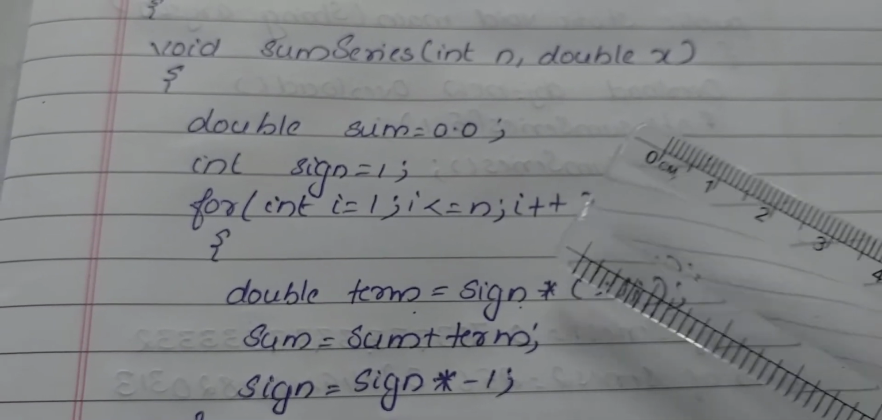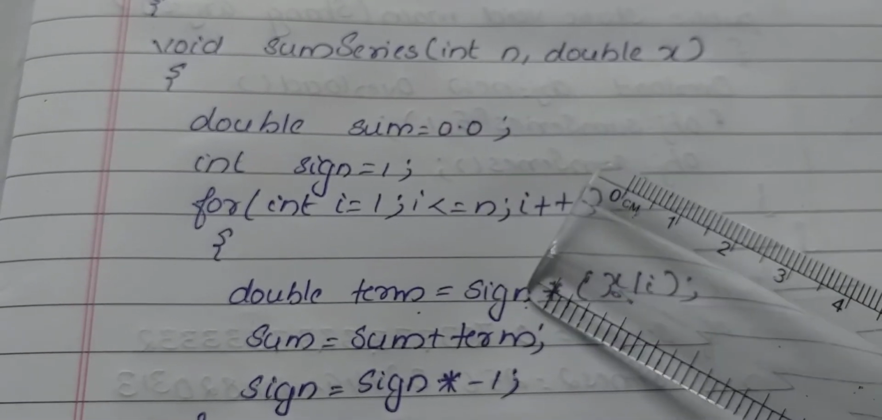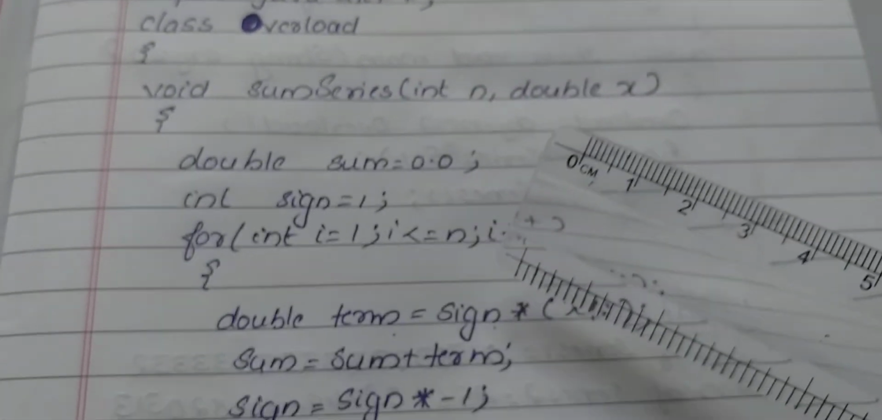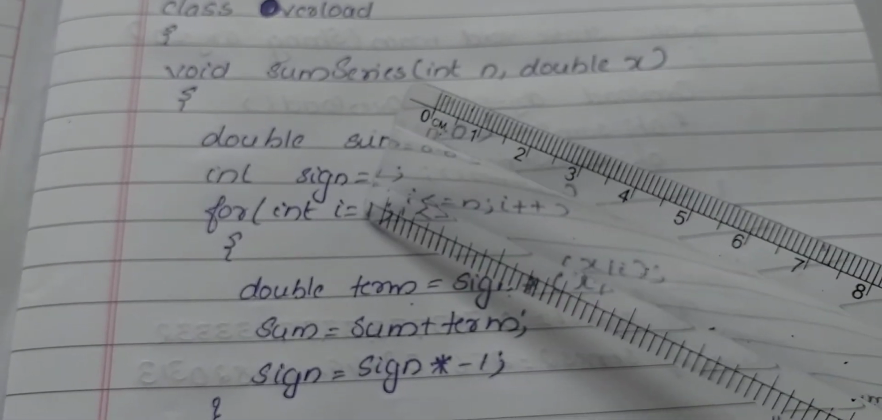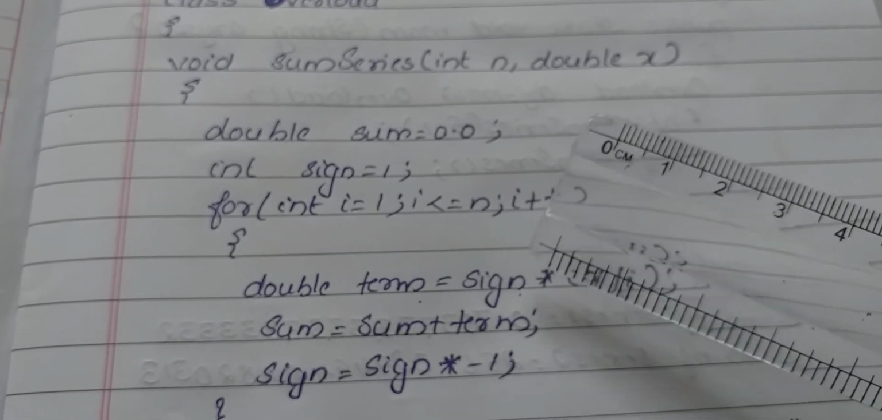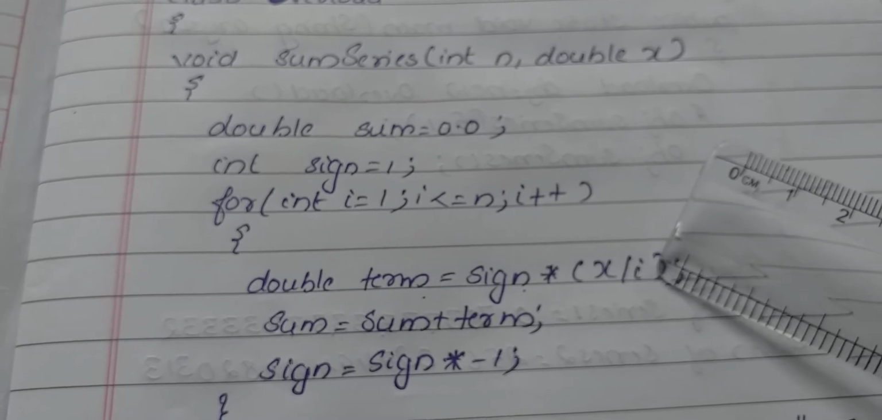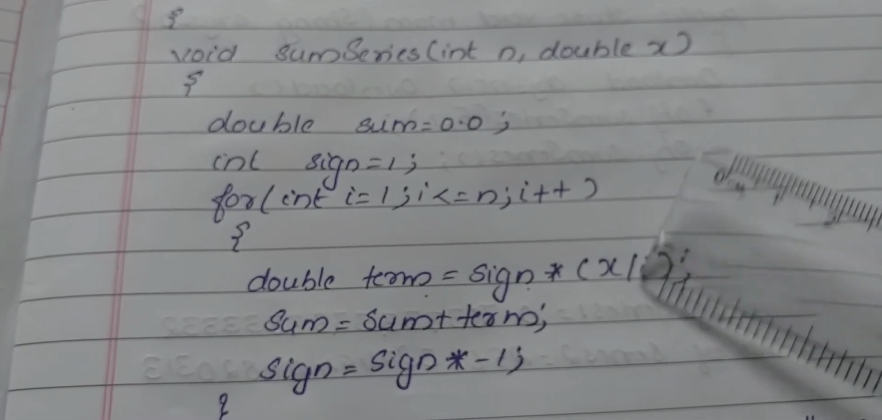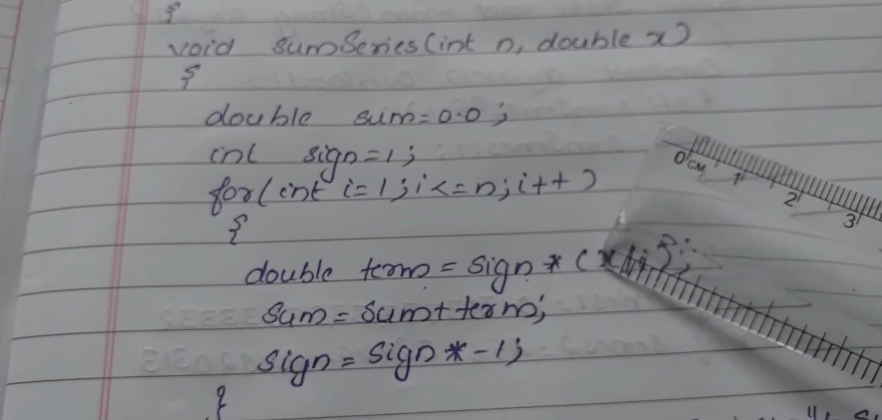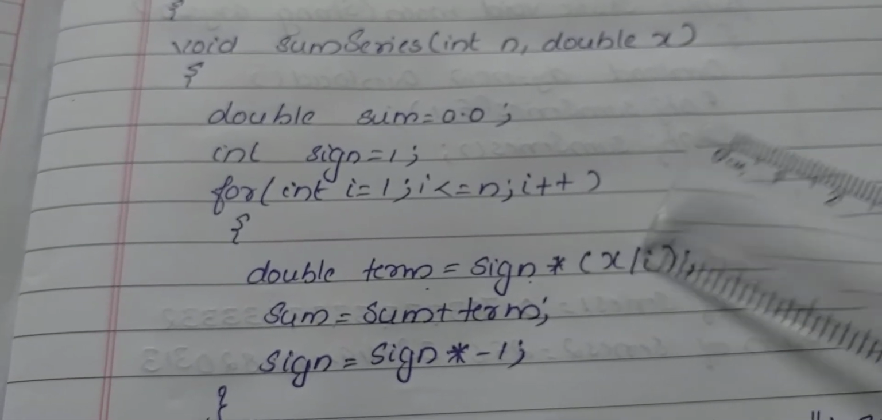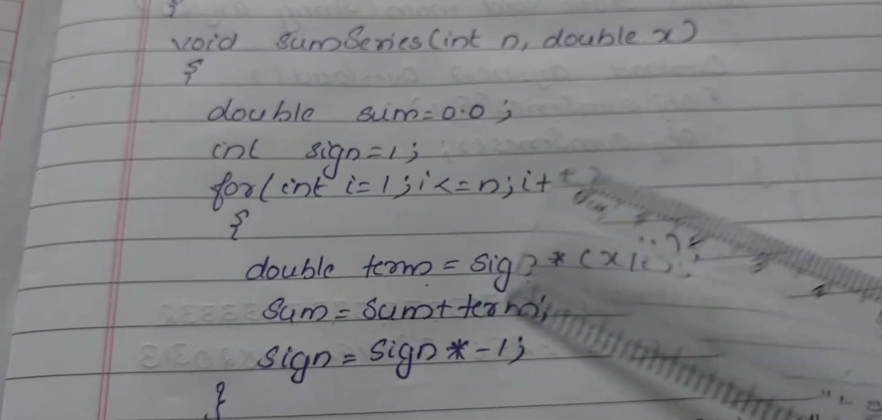Clear? What is the value of sign? Initially it is positive. From the first term itself you know that it is a positive value. So if the value of i is 1, then sign will be positive, that is 1 into that term, x by i. Why have I written it like this? Because the value of x is constant and the value of i changes. For that I have given the term value like this. Clear? So I get the value for term.